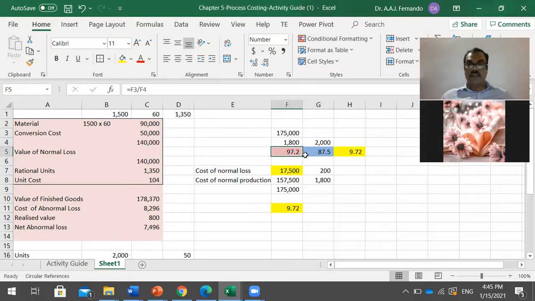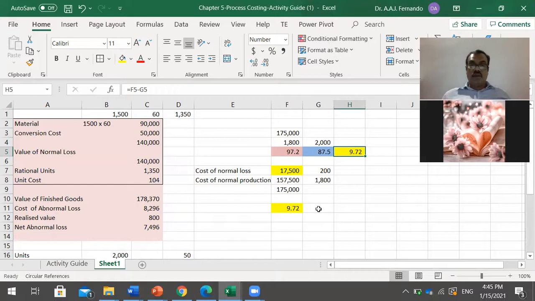So now what is the real situation? Because of the normal loss, when the production shifts from 2,000 to 1,800, the cost of the normal loss is absorbed among the expected production, the other units. So therefore, cost of the production increased from 87.5 to 97 point something, creating a difference of this much, 9.72. How are we going to reconcile it for our understanding purpose?